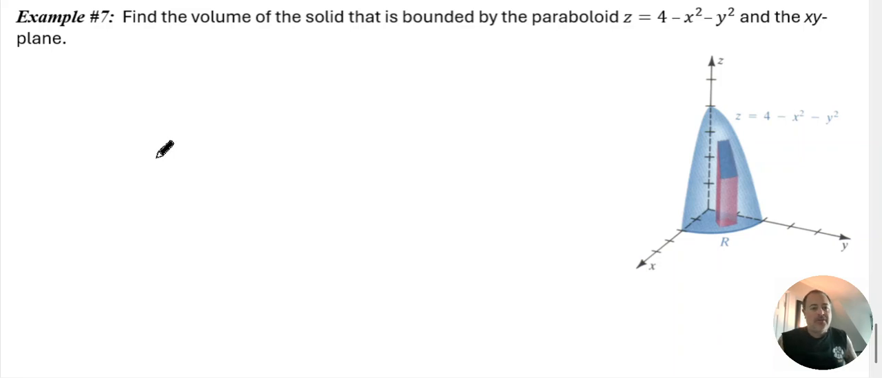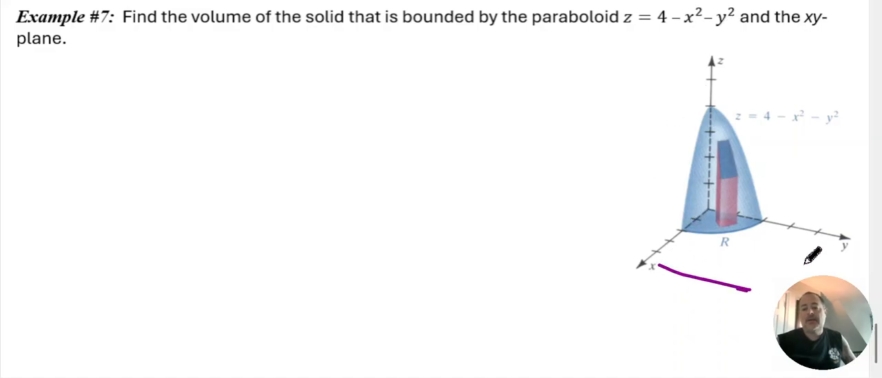Hello guys, welcome back to our last example in our lesson where we're talking about double integrals of polar coordinates, polar equations. And so the question here is asking us to find the volume of the solid that is bounded by the paraboloid z equals 4 minus x squared minus y squared and the xy plane.